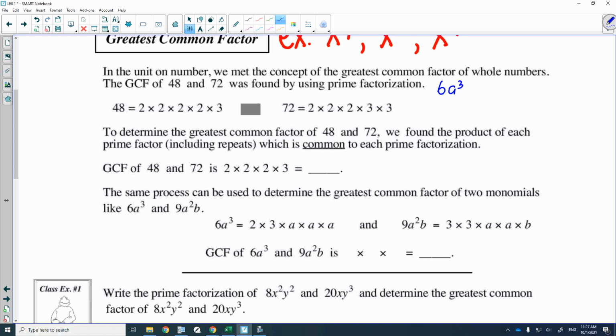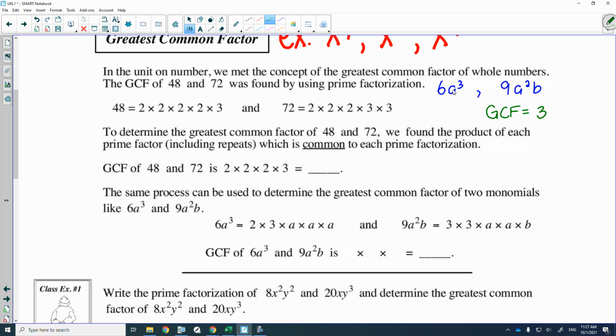6a cubed and 9a squared b. So 6a cubed, 9a squared b. You're going to have to find the GCF of this. You always start with the numbers. And you say to yourself, between a 6 and a 9, what is the biggest number that you could divide out of both? 3. So that would be our number.